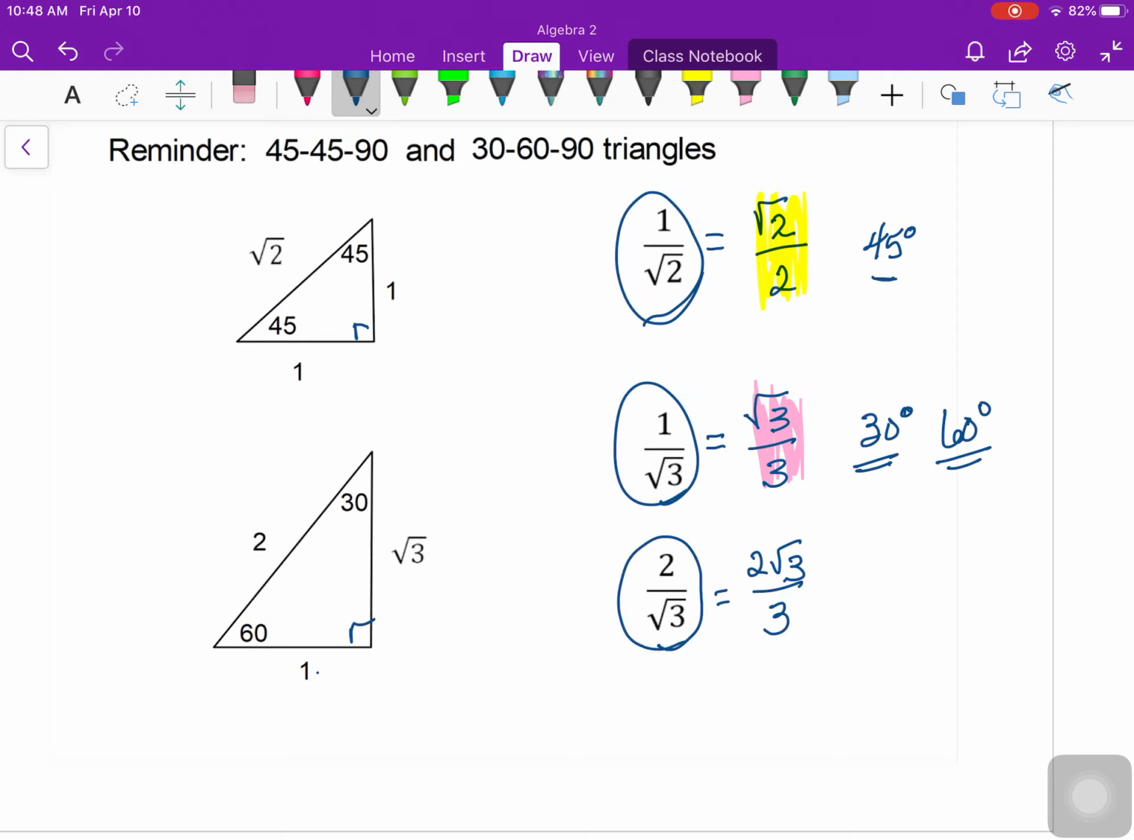Anytime I have this simplified ratio, I'm going to have to remember that it came from 2 divided by the square root of 3. And when I have ratios of 2 and square root 3, I must also remember that it is in a 30, 60, 90 triangle. So I'm either dealing with the 30 degree or the 60 degree, because inverse trig will always be of the acute angle.